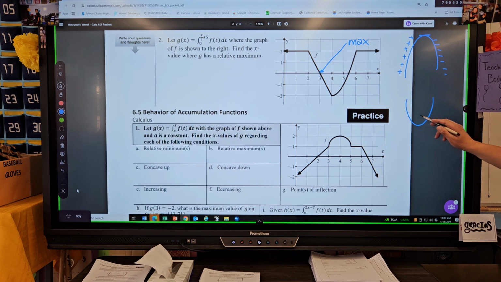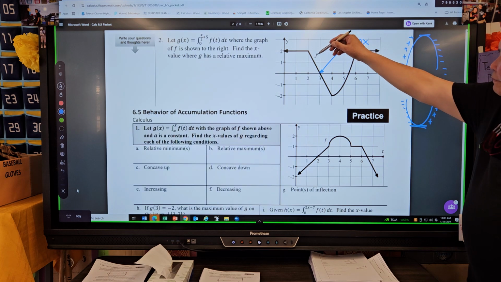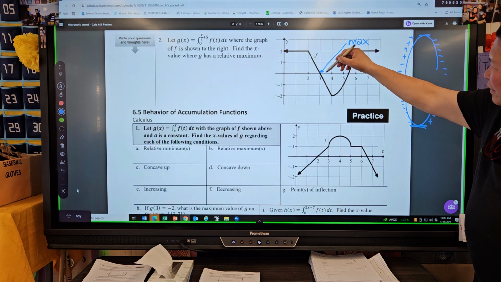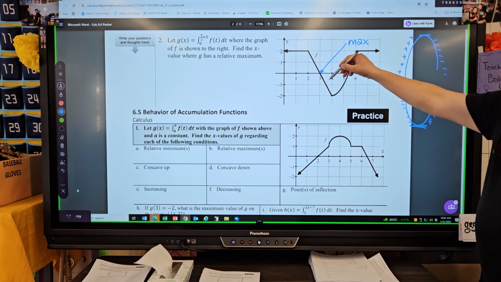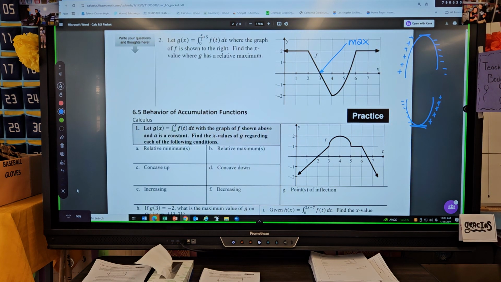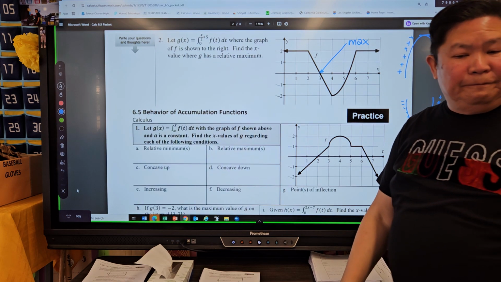The minimum. The sign changes from negative, then 0, f prime, and then positive. Okay? Just do it this way. So this one, max right here, positive right here, and then negative. So change the sign from positive to negative. That is why this is maximum. Okay?